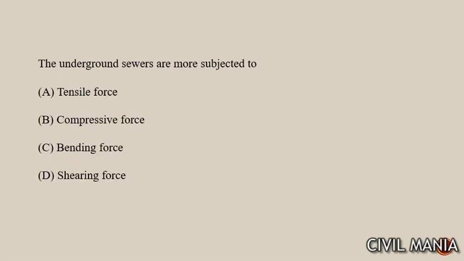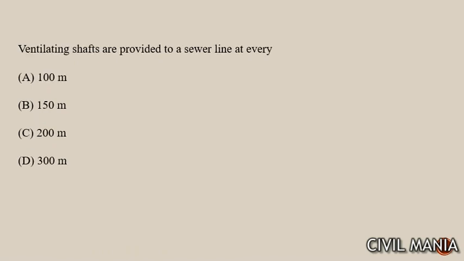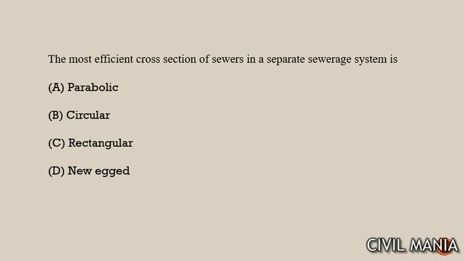इसके बाद next question है, the underground sewers are more subjected to compressive force. Next question है, the minimum recommended diameter of sewer is 15 centimeter. Next question है, ventilating shafts are provided to a sewer line at every कितनी दूरी पे बनाया जाता है? It is provided at every 300 meter. Next question is, the most efficient cross section of sewer in a separate sewer system is circular.